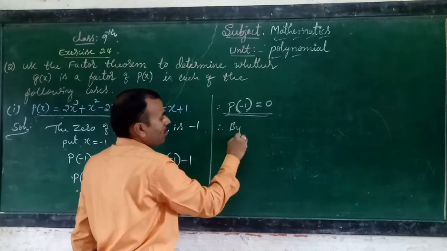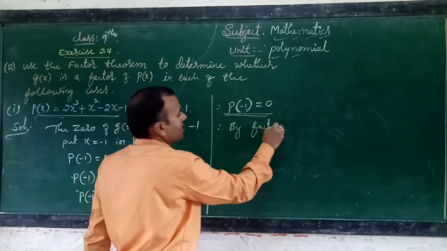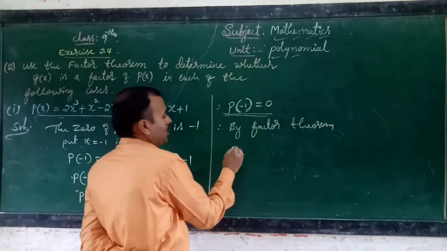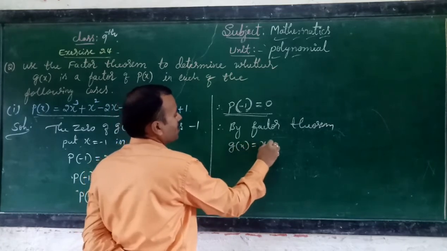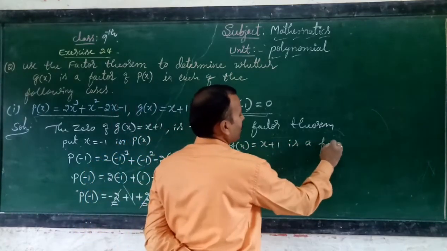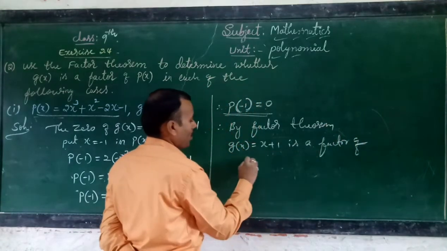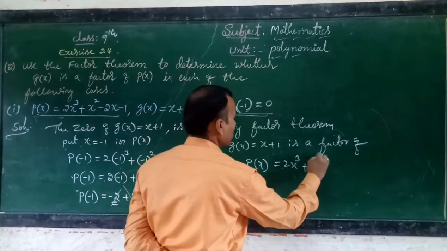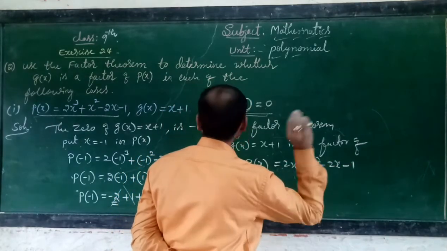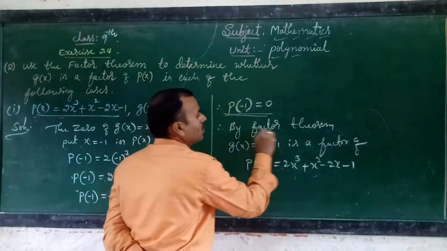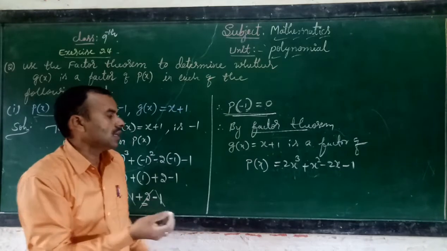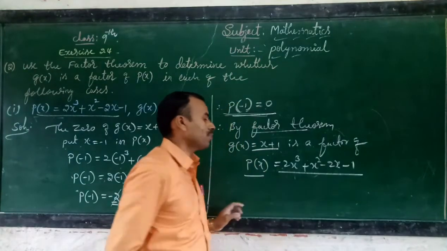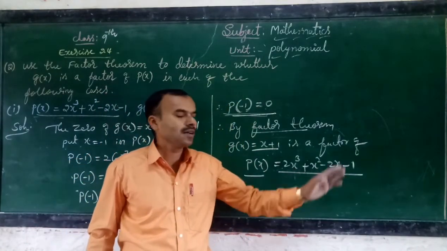Therefore, by the factor theorem, g of x, that is x plus 1, is a factor of p of x, that is 2x cubed plus x square minus 2x minus 1. According to the factor theorem, if the remainder is 0, then g of x, that is x plus 1, is a factor of p of x, that is 2x cubed plus x square minus 2x minus 1.